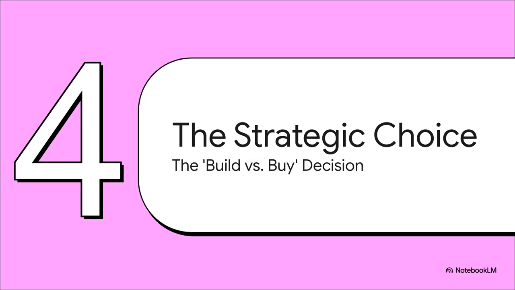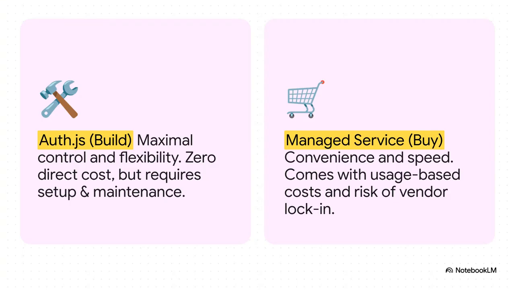Okay, so all this power and all this flexibility, it brings us to that classic developer dilemma, right? Choosing your Auth solution is a huge strategic build versus buy decision, and really understanding the trade-offs is absolutely critical. When it comes right down to it, this is the core trade-off. With Auth.js, the build option, you get maximum control, total flexibility, and zero direct cost. But you're on the hook for setup and maintenance. On the flip side, with a managed service, the buy option, you get convenience and incredible speed to market. But that comes with usage-based costs and, of course, the risk of getting locked into a vendor.